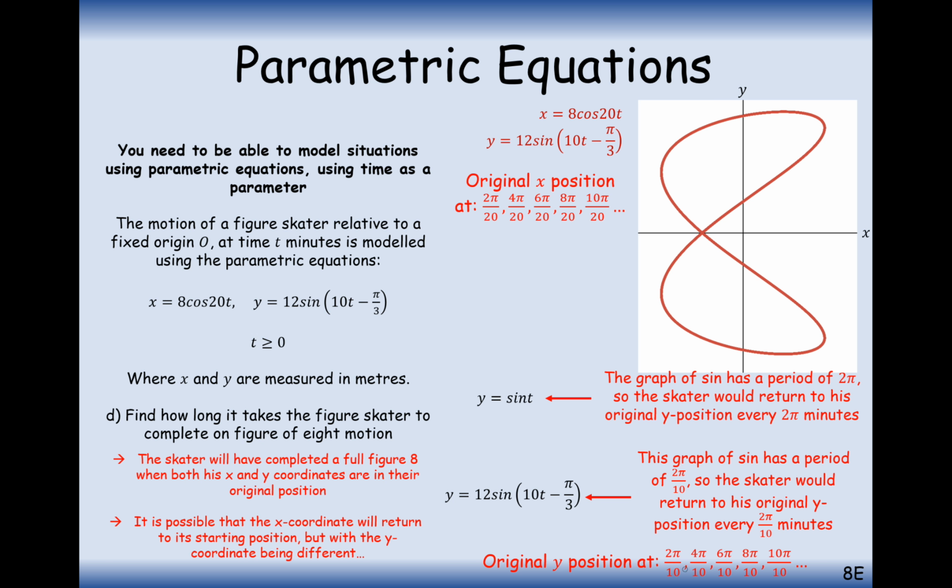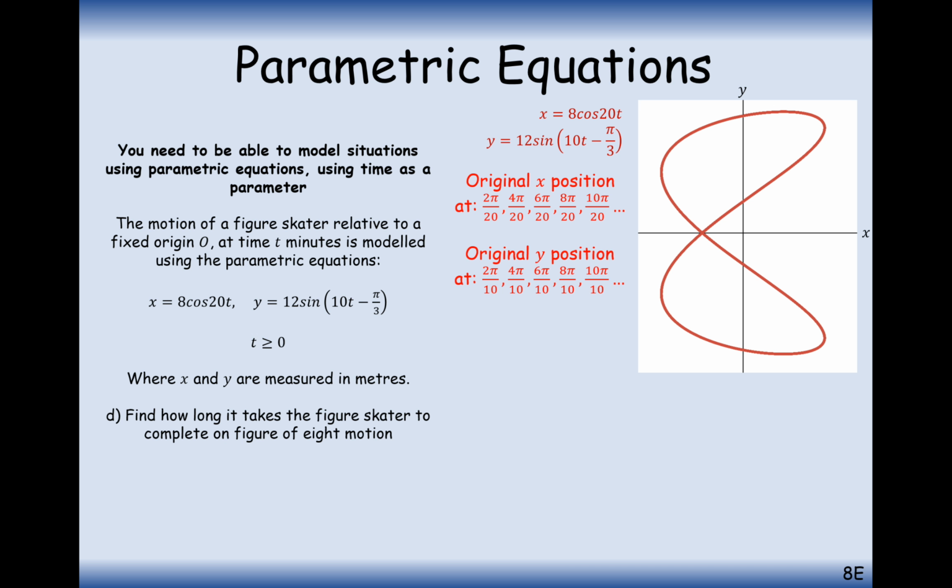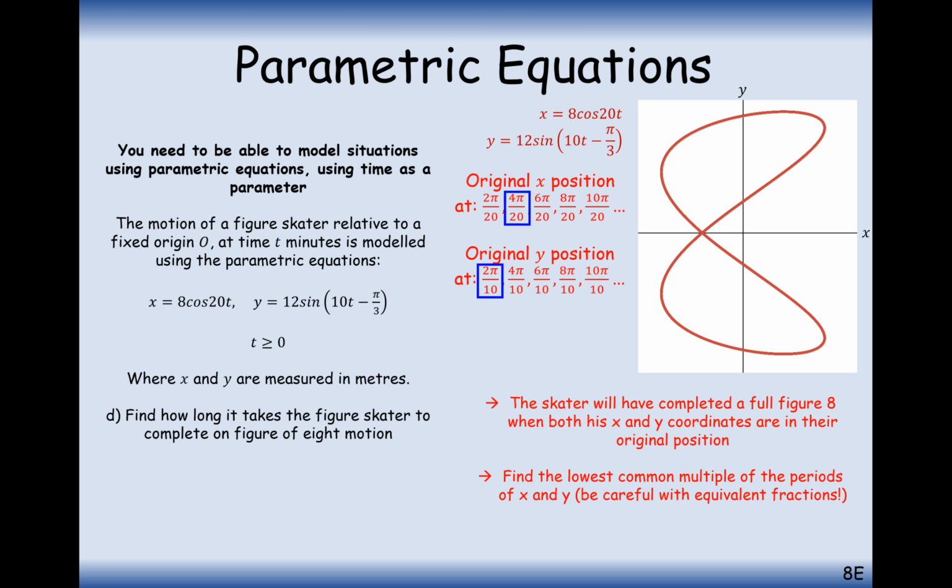So these values are going to be 2 pi by 10, 4 pi by 10, 6 pi by 10, etc. What we'd like is for the original x coordinate and the original y coordinate to be back at the same position, and it looks like this happens at 2 pi by 10. So the figure of 8 takes place every 2 pi by 10 minutes, and converting that into seconds, we get every 38 seconds.